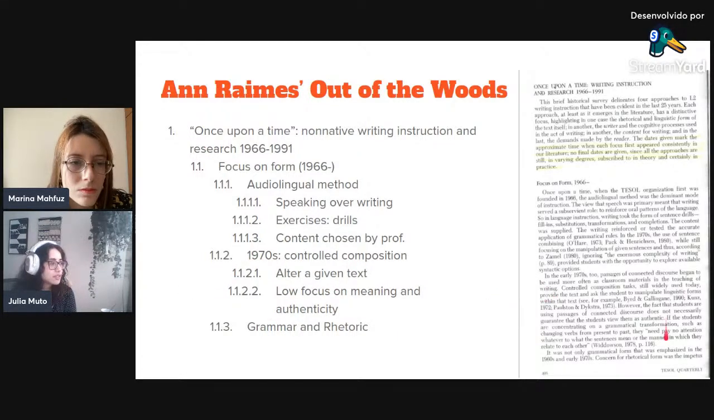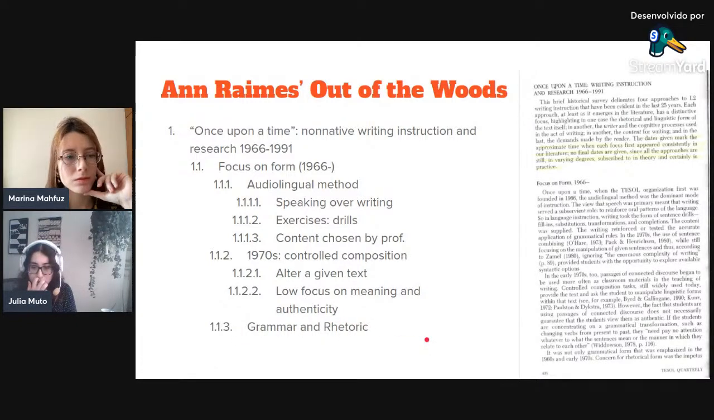And then you'll see here the last paragraph. It starts with, it was not only grammatical form that was emphasized in the 1960s and early 1970s. Concern for rhetorical form was the impetus, and then it moves on. So this is the next section, grammar and rhetoric.